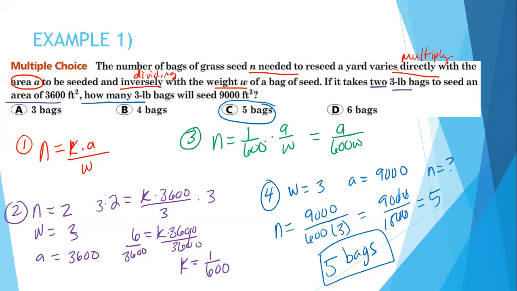All right, so step 1 again, you create the combined variation. Step 2 is use the given information to solve for your constant. Step 3, create your function specifically for this problem. And step 4 is to apply it to solve and answer the question.